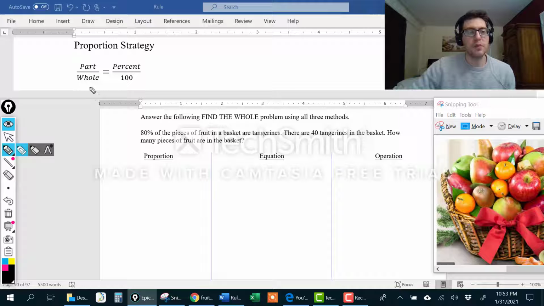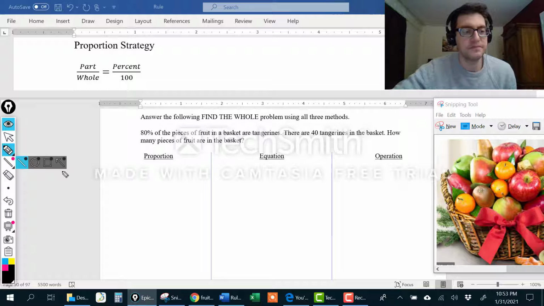So to answer this problem using the proportion strategy, we're going to write this proportion, which is the same thing that we would use for a find the part problem or find the percent of the whole problem. We're going to write part over whole equals percent over 100.